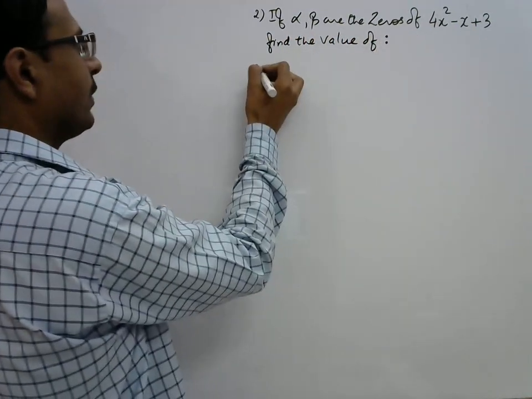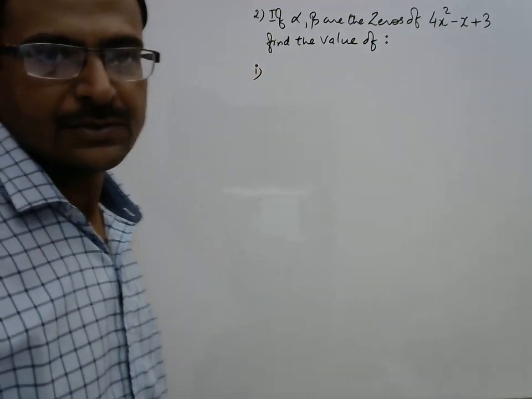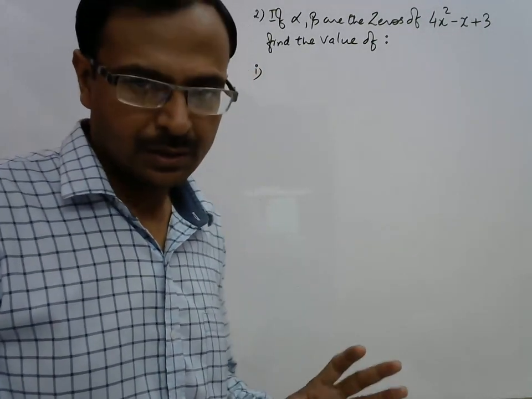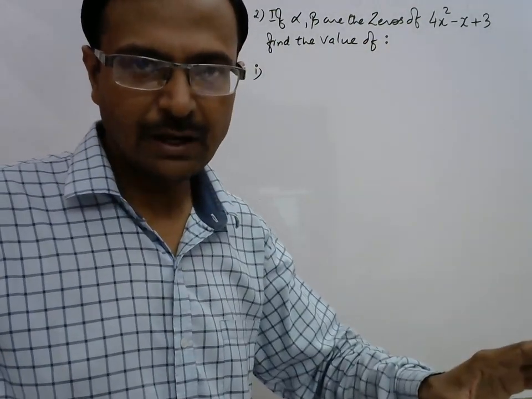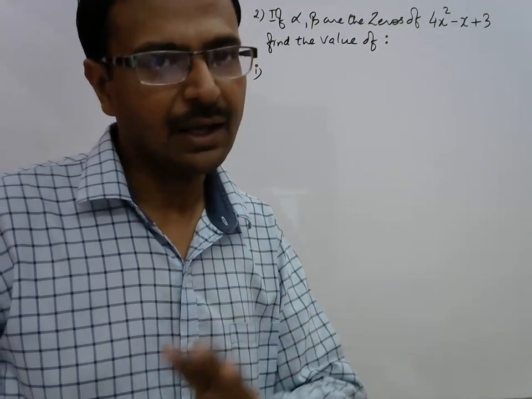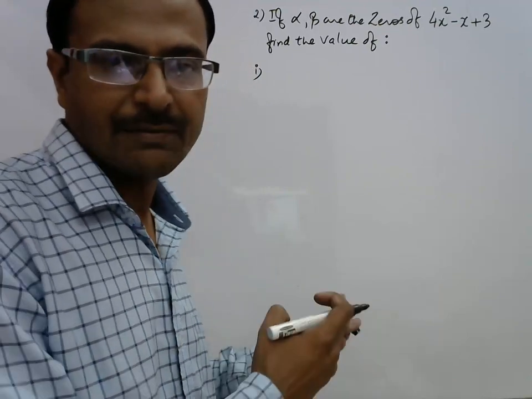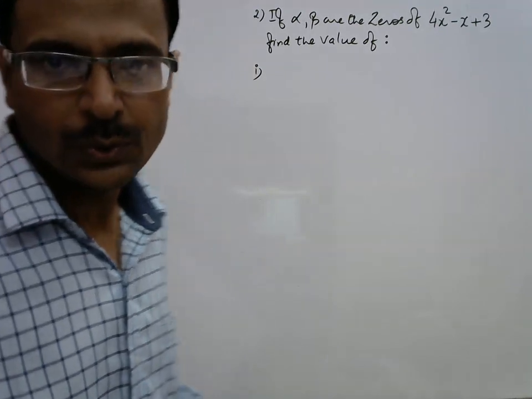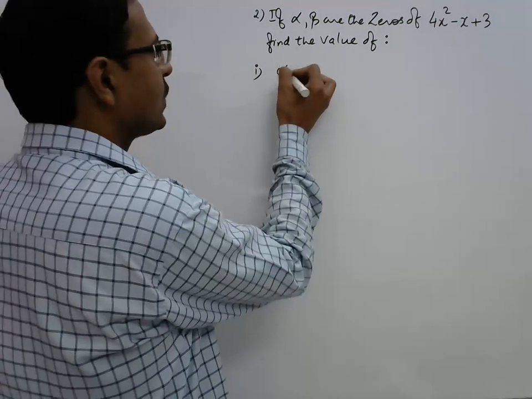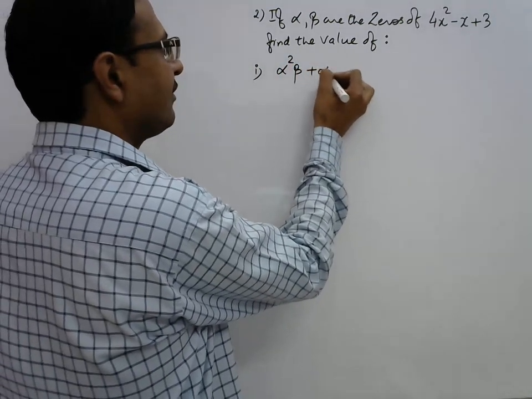Now I will take some more parts. Now see, whenever you are given a question like this, the first thing is to find the value of alpha plus beta and alpha beta. Only then you can simplify whatever is asked in the question. So now the first part is alpha square beta plus alpha beta square.